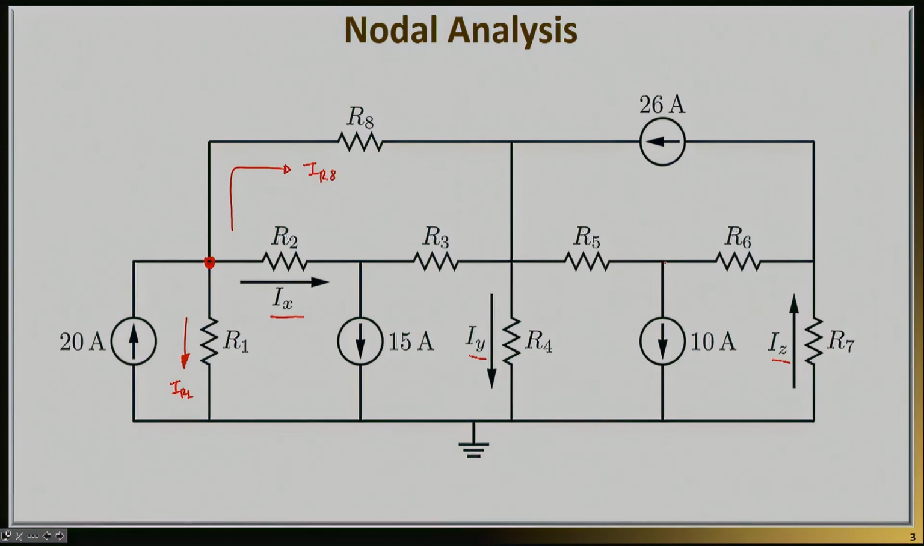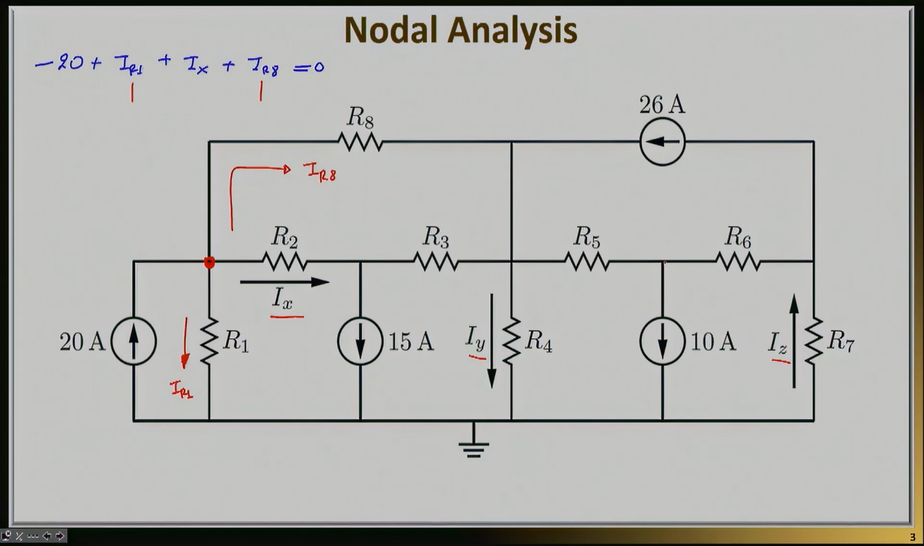Well, if I do that and write KCL again, as I did in my previous case, I will have that negative 20 plus IR1, now this is unknown, plus Ix, which is the current I really want to find, plus IR8, this is unknown as well, must be equal to 0. Now the job is not nearly as easy because I have to first be able to find the currents IR1 and IR8 before I find my current Ix.